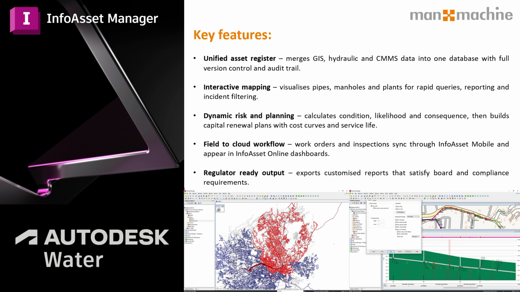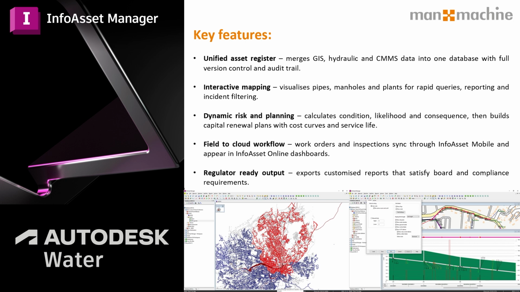InfoAsset Manager centralizes every pipe, manhole, pump station, and treatment asset into a single live asset register. It seamlessly integrates data from GIS, hydraulic models, and maintenance systems, then scores each asset based on condition, likelihood of failure, and consequence, delivering a clear picture of actual risk, not assumptions. With the risk insight, teams can develop targeted capital plans, prioritizing the pipes most likely to fail and the valves that affect the largest populations, helping to extend asset life and reduce emergency interventions.